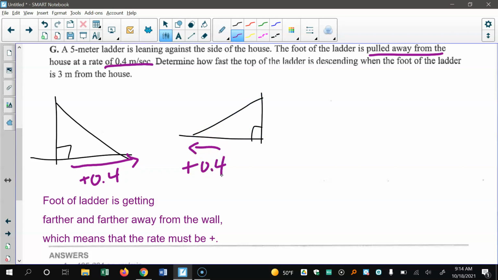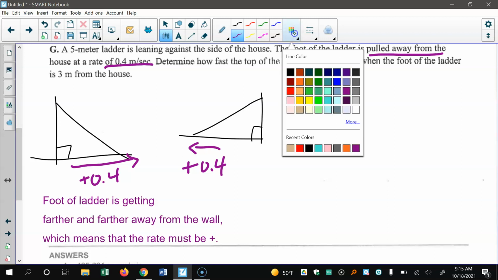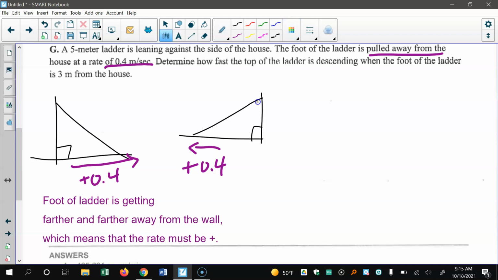The foot of the ladder's distance is still increasing. It's still getting farther and farther away from the wall, which means that rate is still going to be positive, no matter how you draw it. Now, at the same time, the top of the ladder is falling and getting closer and closer to the ground, which means its rate is going to be negative. So we should expect a negative value here.